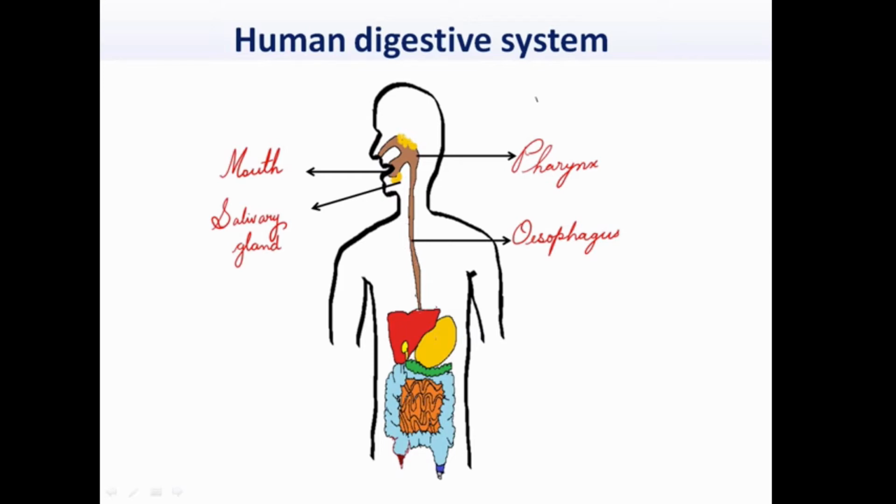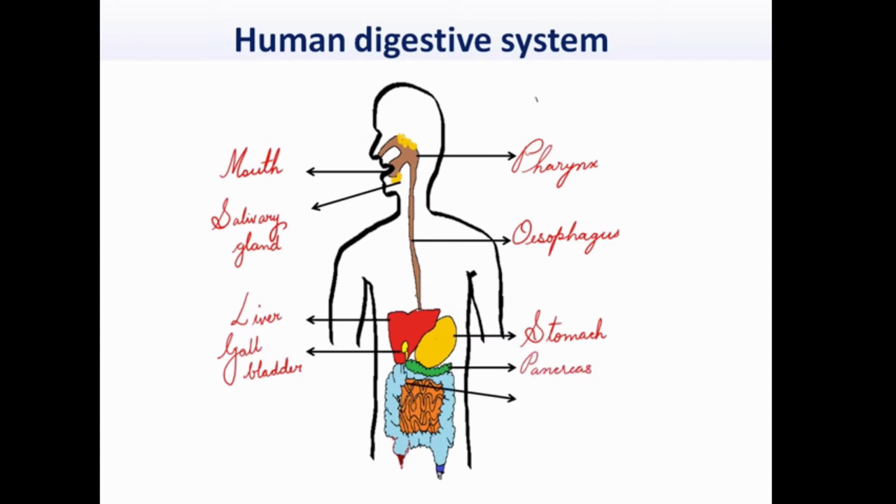It reaches the stomach. Then this is the liver, and the gallbladder is present. The liver secretes bile juice, which is stored in the gallbladder. This is the pancreas. Now it reaches the small intestine. The first part which is connected to the stomach is known as the duodenum. The small intestine is connected to the stomach with the help of the duodenum.